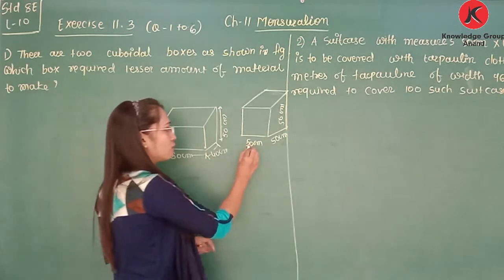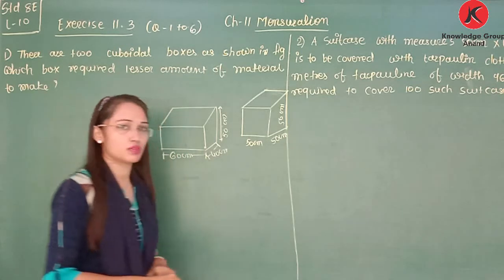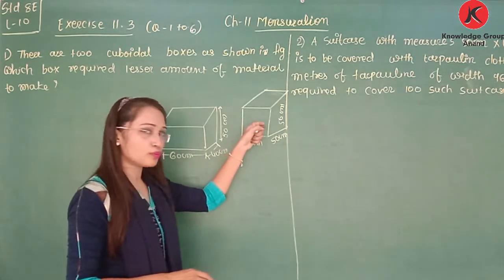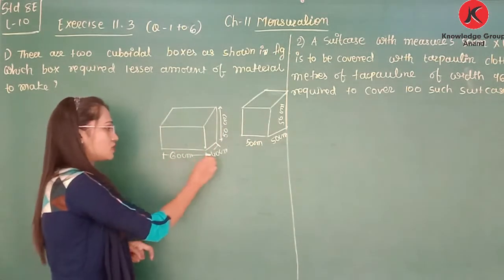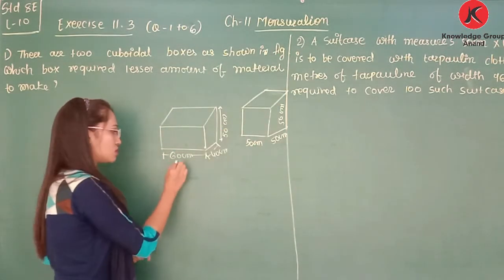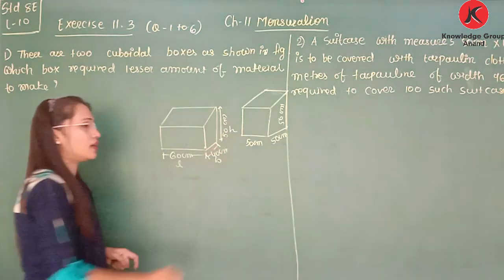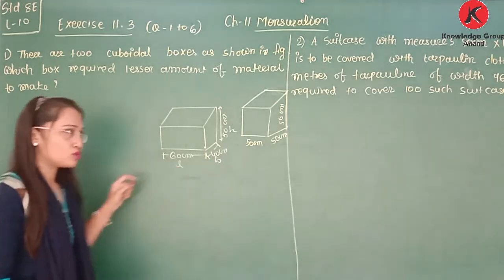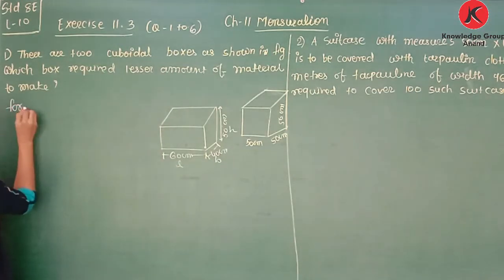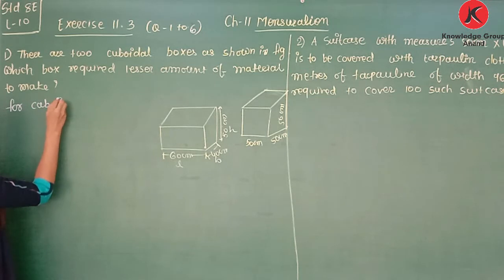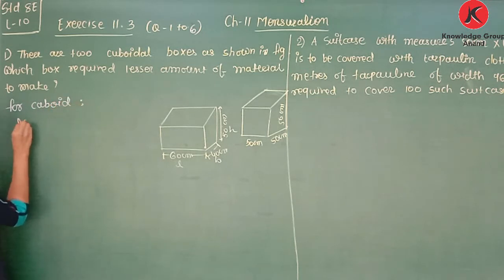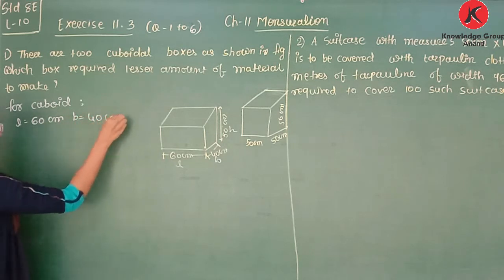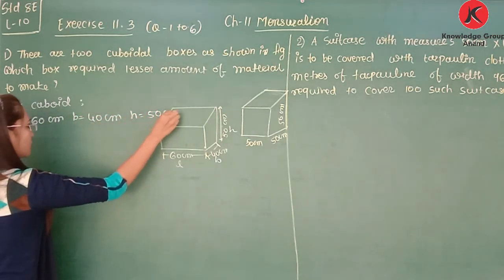Now you can see this is 50 centimeter, 50 centimeter and 50 centimeter. So that is what? A cube. So we need to find the surface area of this cube. And here this is 60 centimeter, this is 40 and this is 50. So this one is L, B, H. So here we need to find the surface area of a cuboid. So we can write for cuboid, L is 60 centimeter, B is 40 centimeter and height is 50 centimeter.